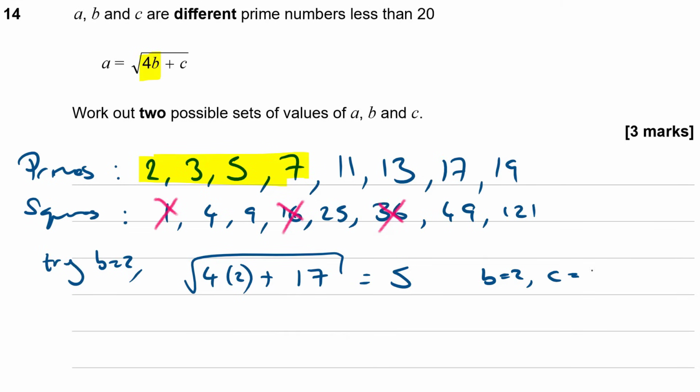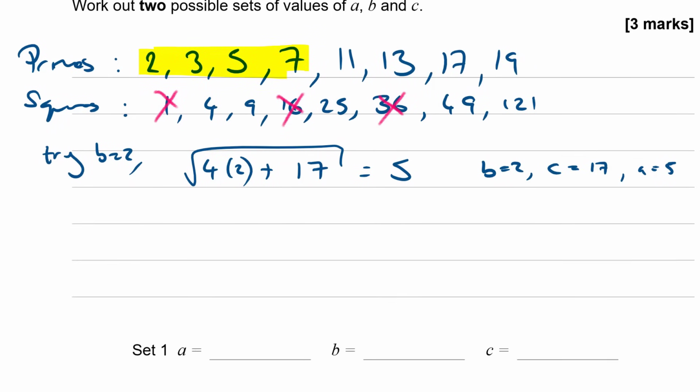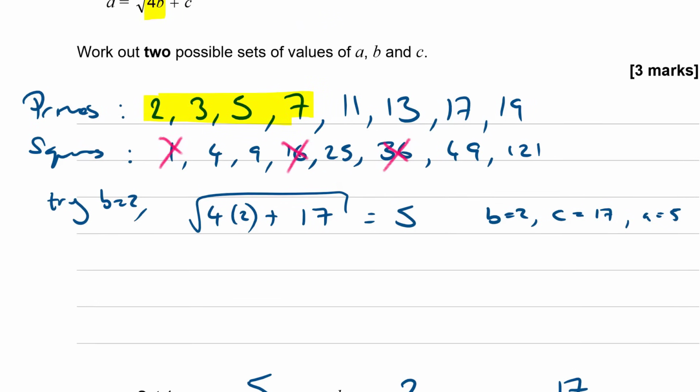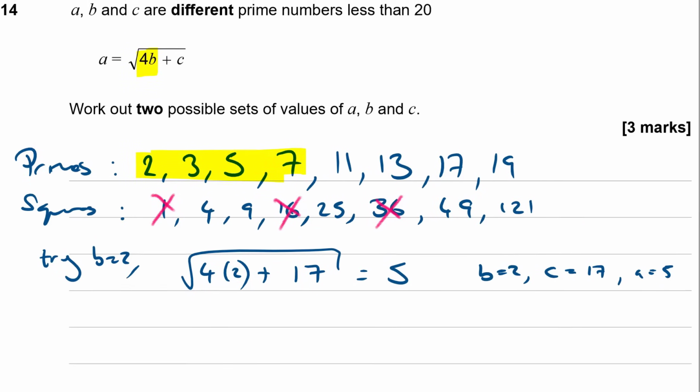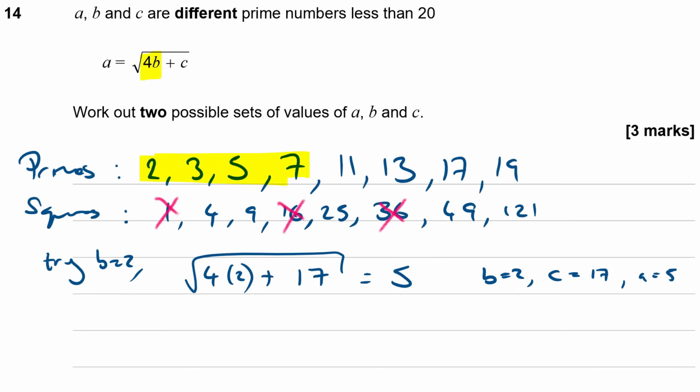So that's B is equal to 2, C was equal to 17 and A is 5. So let's write that one in. Set 1: A is 5, B is 2, C is 17. Okay, so we've got one set done. Need to try it again and find another set. So let's try the next possible number.